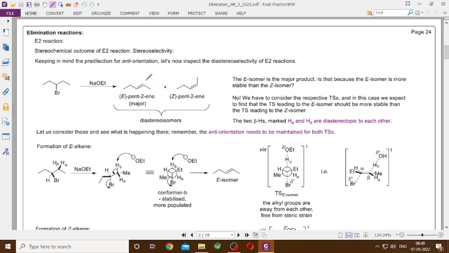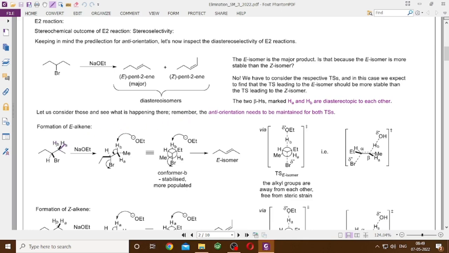Is the E isomer the major product because it is thermodynamically more stable than the Z isomer? No. One part of the statement is true, that the E isomer is more stable than the Z isomer, but that is not why this is the major product. We have to again think in terms of the transition state.